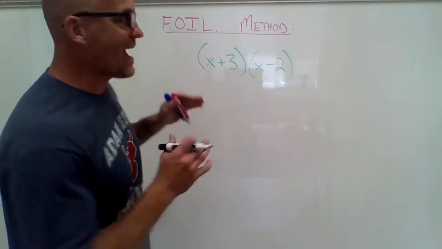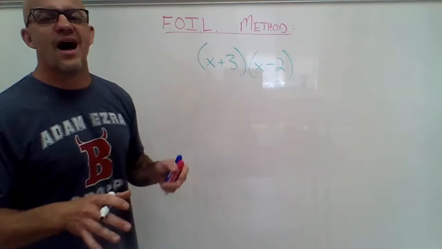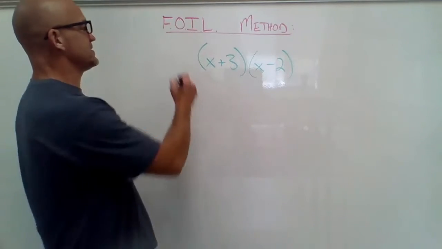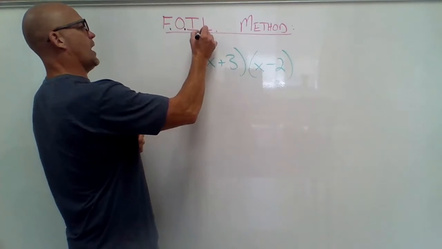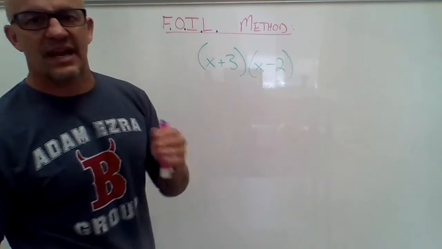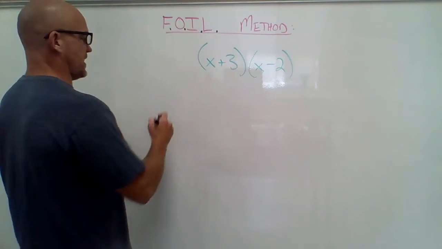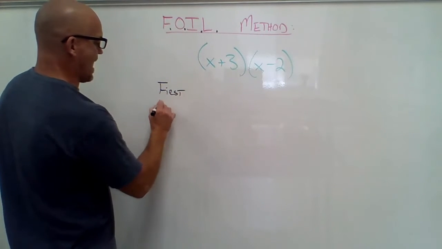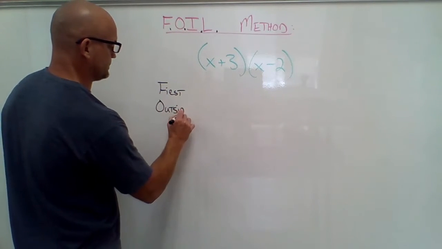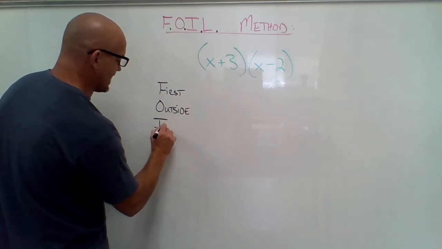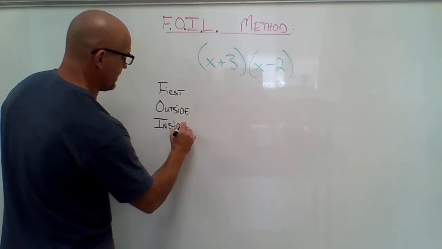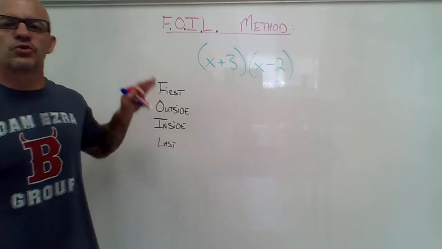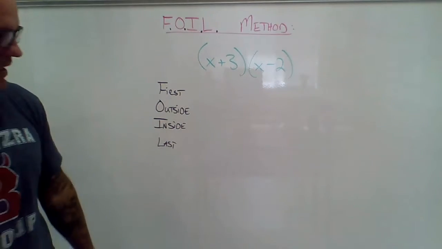There's a nice little acronym that allows you to not miss any terms, and that is FOIL. And you notice I do have those periods in there because it does stand for things. The FOIL method stands for first, outer or outside, inner or inside, and then L for last. It's just a little way to make sure you get all the terms and don't lose anything.